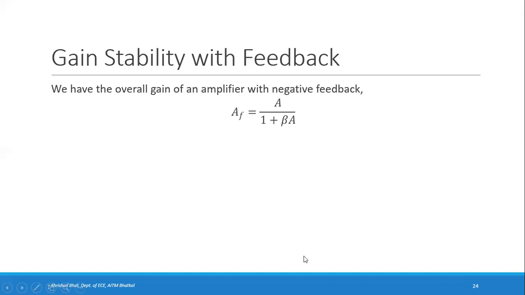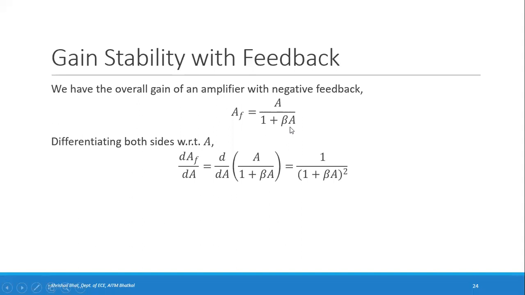Next, we will try to show that the gain is stable, as we have said. For any change in the gain, the gain with feedback has to be stable. To show that, we will consider the equation for the gain with feedback that you have already derived, that is AF equal to A divided by 1 plus beta A.